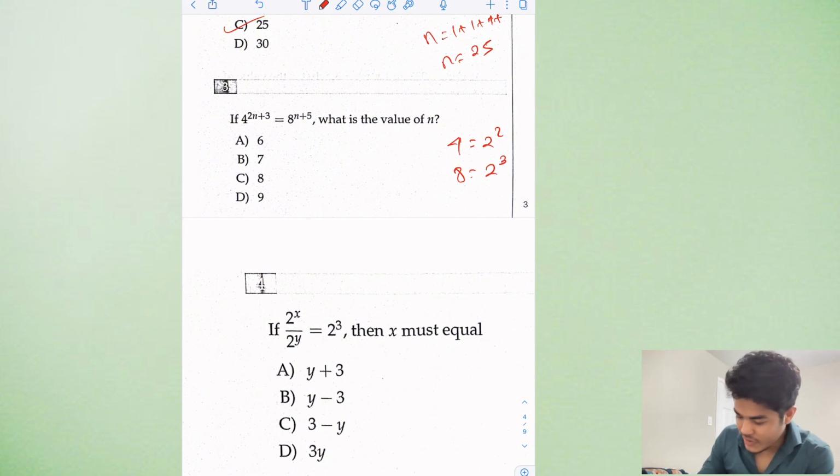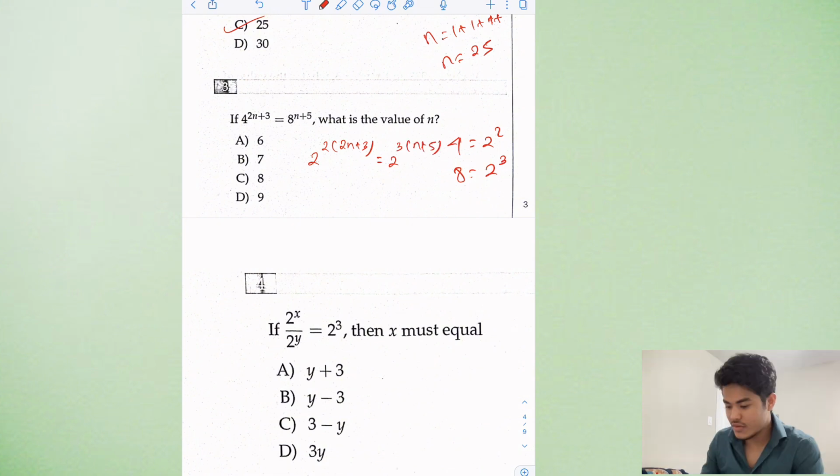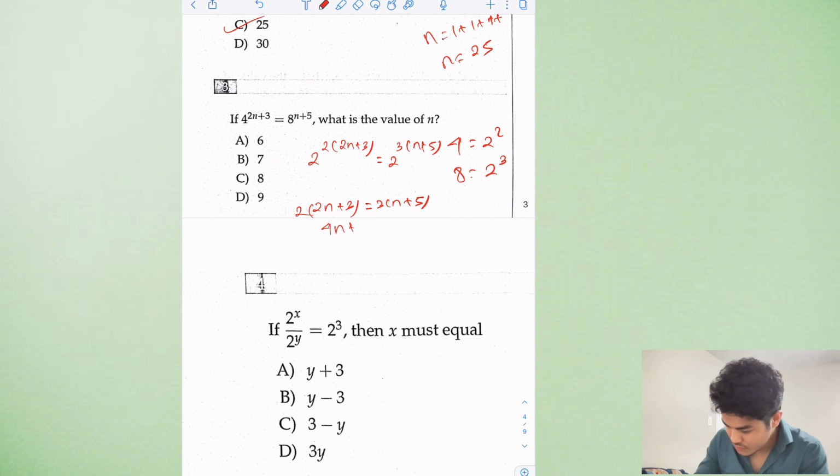And we can write it down like this: 2 raised to 2n plus 3, and 2 cubed raised to n plus 5. So if we have the same base, then the exponents are equal. So 2(n plus 3) gives 2n plus 6, and 3(n plus 5) gives 3n plus 15. So 4 minus 3 times n equals 15 minus 6, which is 9. So our final answer is 9.